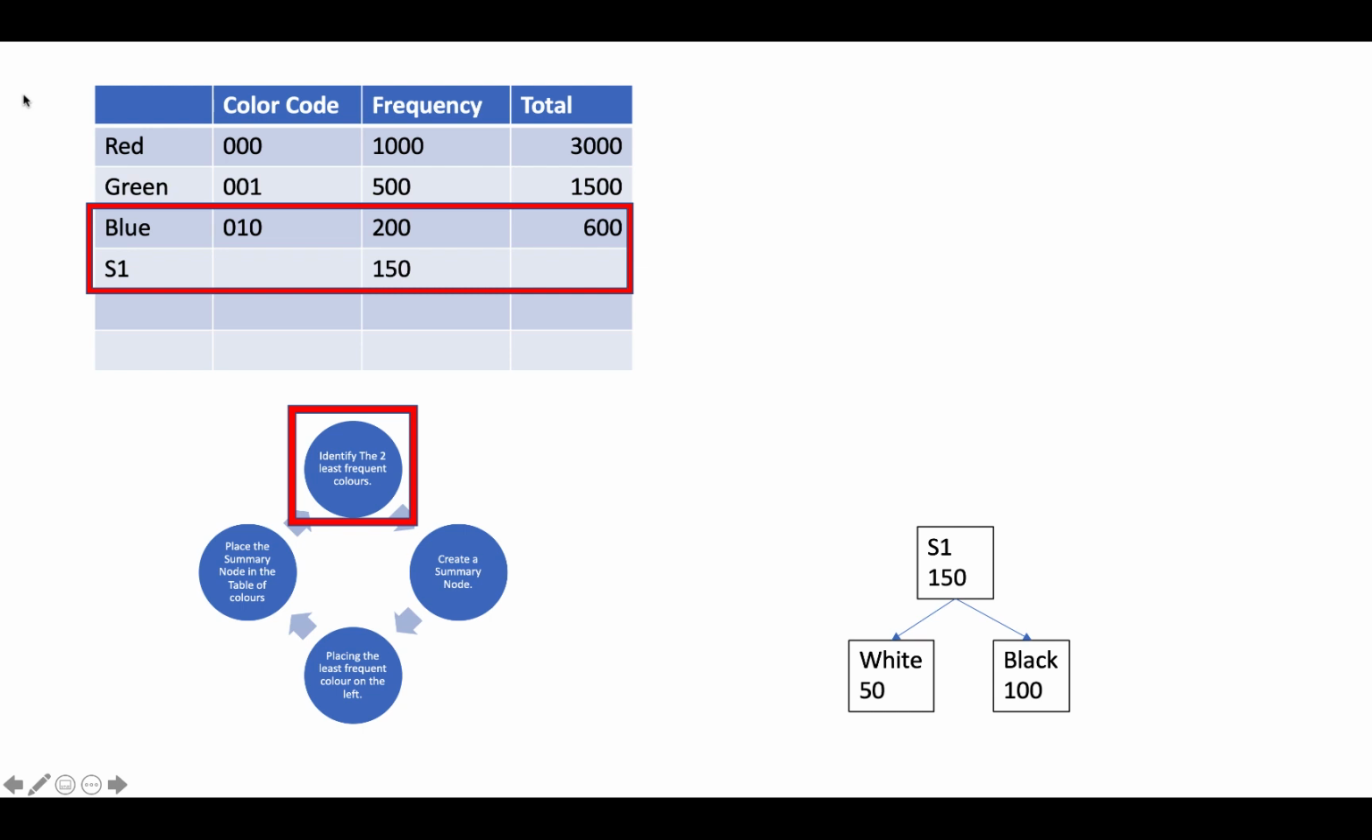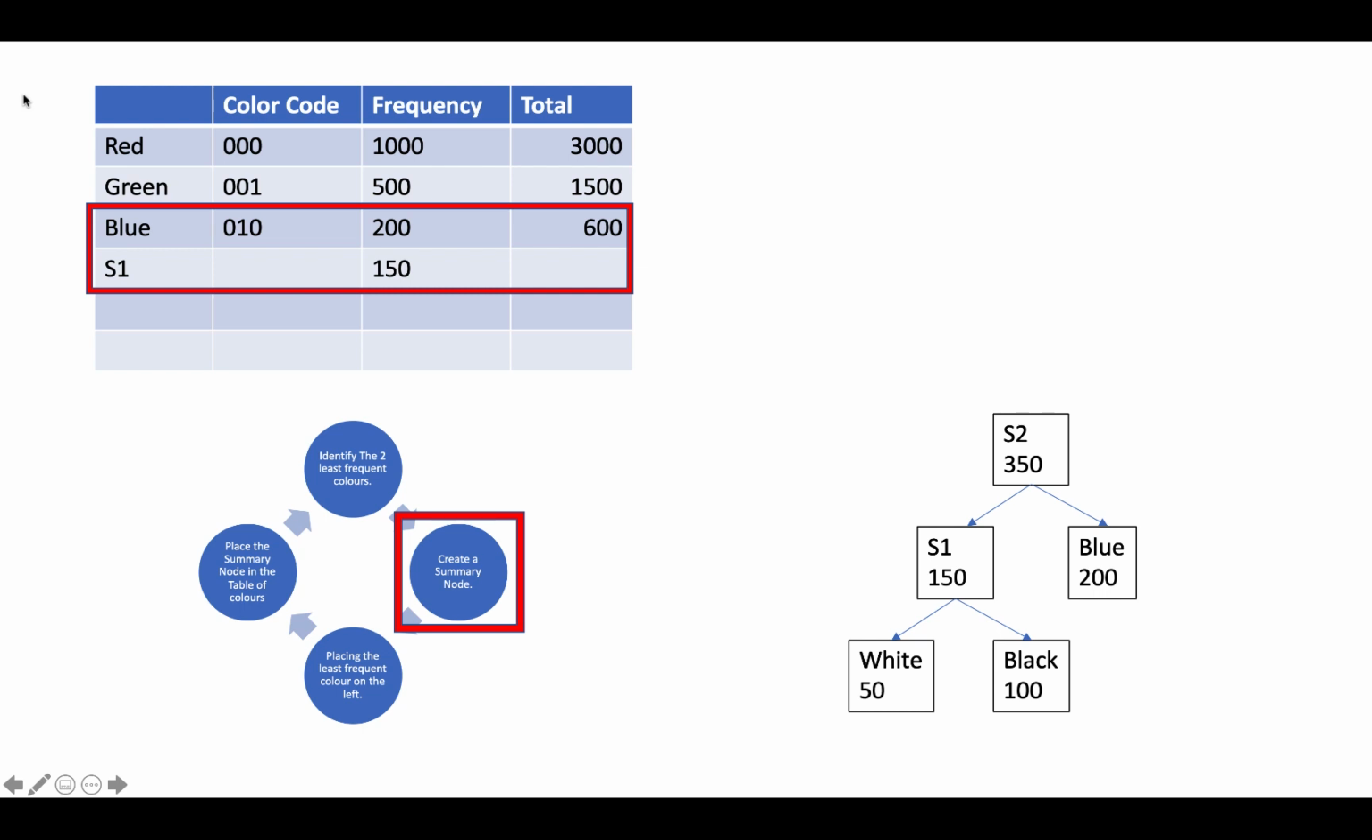And now we return back to the first step, which is to identify the 2 least frequent colors, including our summary node. So in this case, it's going to be the blue and the S1. So now we make a new summary node called S2, which includes our old summary node, S1, and the blue node, and has a total of 350 different pixels. Once again, we check that the lowest frequency node, in this case S1, is on the left-hand side. And then finally, we place the summary node S2 back into our color code table, replacing the S1 and the blue nodes.